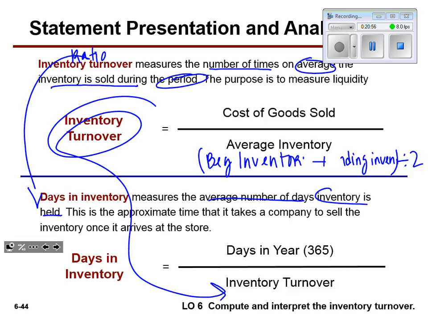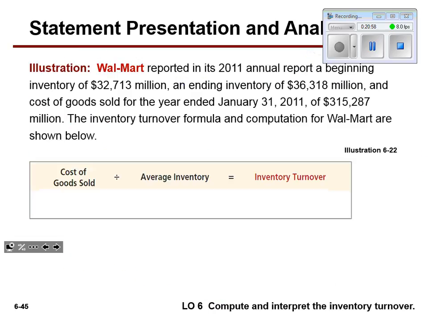So let's put this into practice. Speaking of Walmart. Walmart reported in its 2011 annual report a beginning inventory of 32 million and an ending inventory of 36 million. And cost of goods sold, 315 million. They want us to compute the inventory turnover as follows.